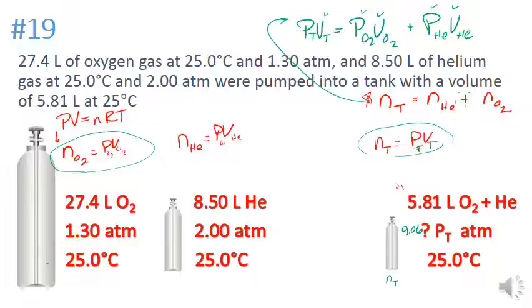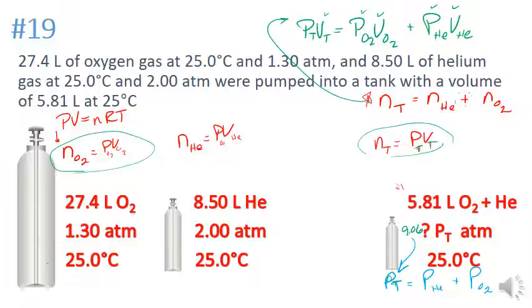From there, the question is, what are the partial pressures of each of these gases? Dalton's law of partial pressures says the total pressure has to equal the pressure of the helium plus the pressure of the oxygen. We just calculated this total pressure, but what I don't know is the partial pressure of the helium and oxygen.